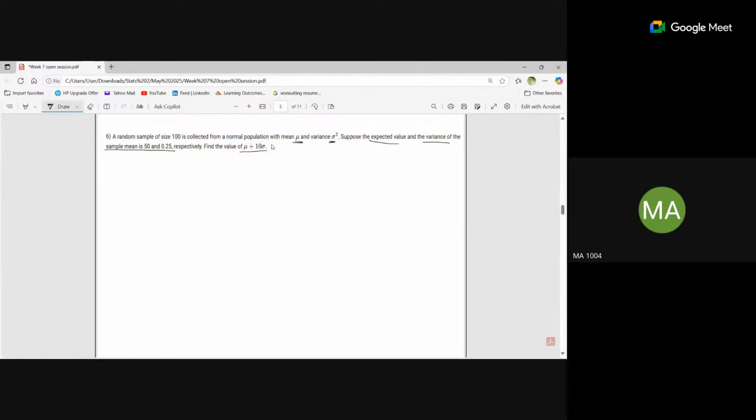How are you going to solve this? First we'll find, since mu is the same, 50 plus 10 times sigma. So sigma we have to find from the variance of the sample mean, which is sigma square by n. We have to equate 0.25 equal to sigma square by n. From there we'll get sigma, and we'll substitute that over there and get the answer as 100.